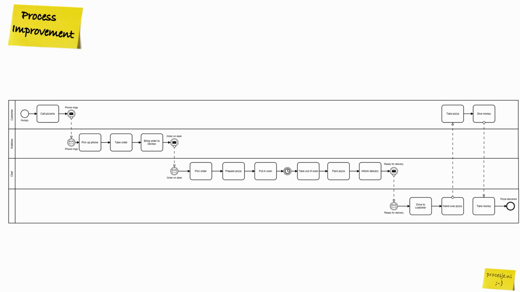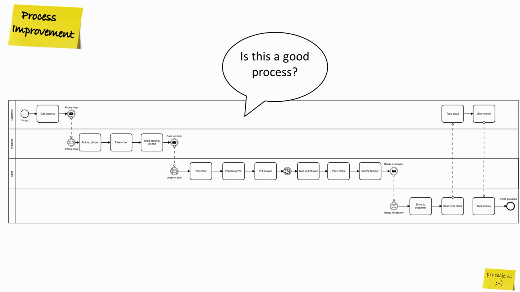I want to use my models to improve my processes. And this is not Protos, this is some kind of BPMN and probably not compliant with the rules, but that doesn't matter. The question is, does this model help you to understand if this is a good process or not? And that's what this whole series is about.